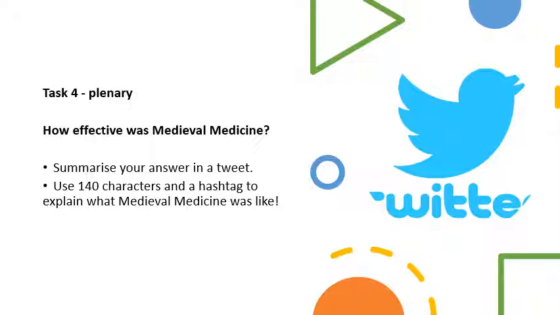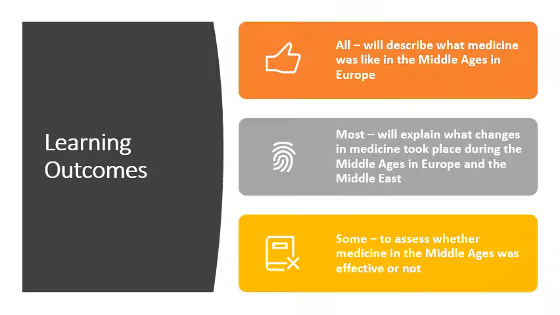Okay, so that brings us neatly to the end of today's lesson. We've been learning all about what it was like in the medieval period when you had health problems and how were they treated. I'd like you to think about this last big question: how effective was medieval medicine? I'd like to summarize your answer in a tweet and get a few hashtags in there as well. You can complete that on the worksheet on task 4. And once you've done that, you're all finished.